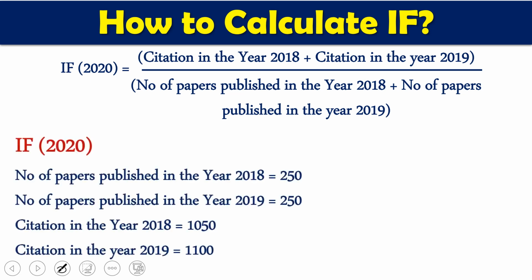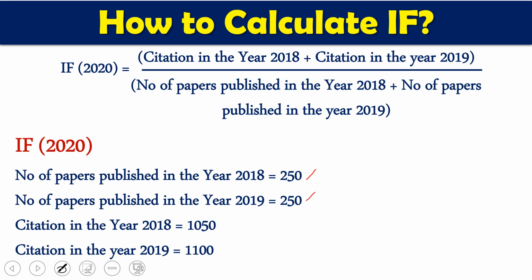For example, this is just an example, a random number I have taken. If I want to calculate the impact factor for 2020, in this journal the number of papers published in 2018 is 250, and the number of papers published in 2019 is also 250.